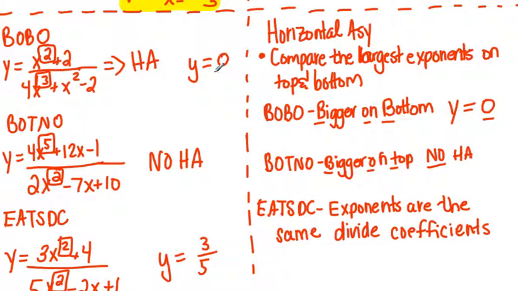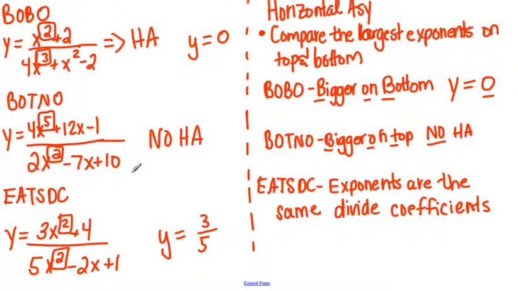The next one is bigger on the top. There's no horizontal asymptote. So if I have a 5 exponent on the top and a 2 exponent on the bottom, there's no horizontal asymptote. And then the last one, exponents are the same, divide coefficients. So you have 2 and 2 as your biggest exponents. Those are the same. So you take the coefficients off of those, which is 3 and 5. Any questions? All right, let's do an example.